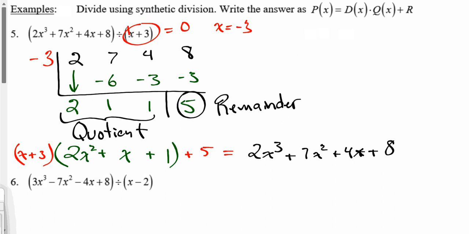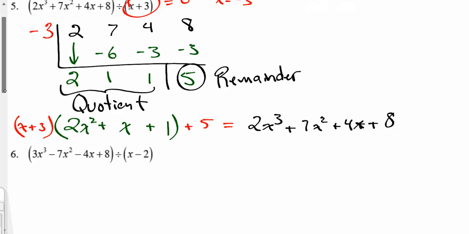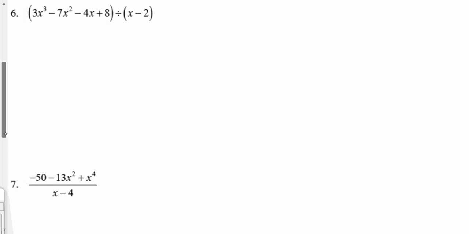Try number 6. Okay, first of all, you'll notice I set this up looking slightly different. This is a variation of the notation. Either way is fine. Multiple ways of showing the work. But I started by writing out the coefficients for the dividend, what I'm dividing into, and the negative signs we make sure we put in there.